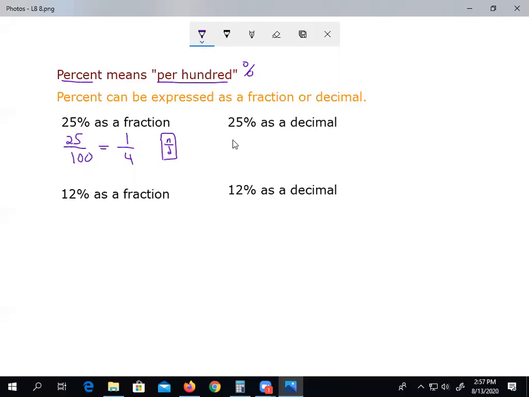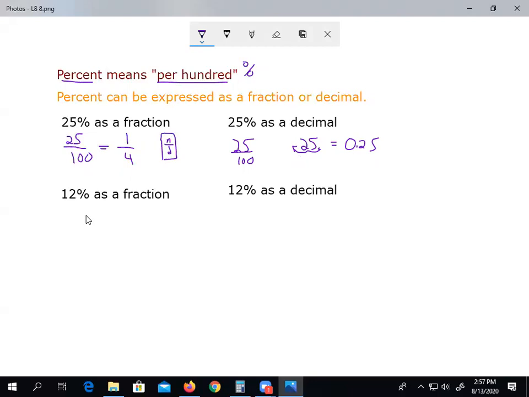25% again means 25 per 100, or in other words, 25 divided by 100. But when you divide by 100, remember with decimal math, dividing by 100 means you just put the decimal at the end of the ones place and move the decimal 2 places to the left. So 25% is the same thing as the decimal 0.25. So changing percents to decimals is rather easy. All you have to do is move that decimal 2 places to the left, and that does it.